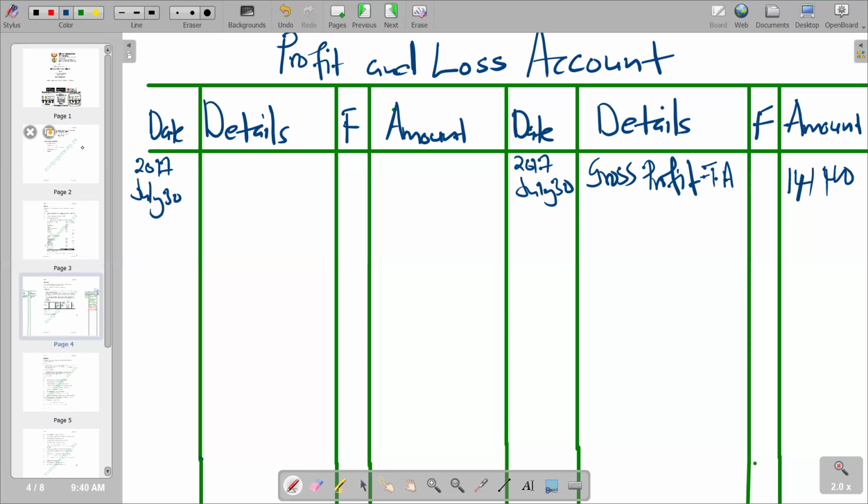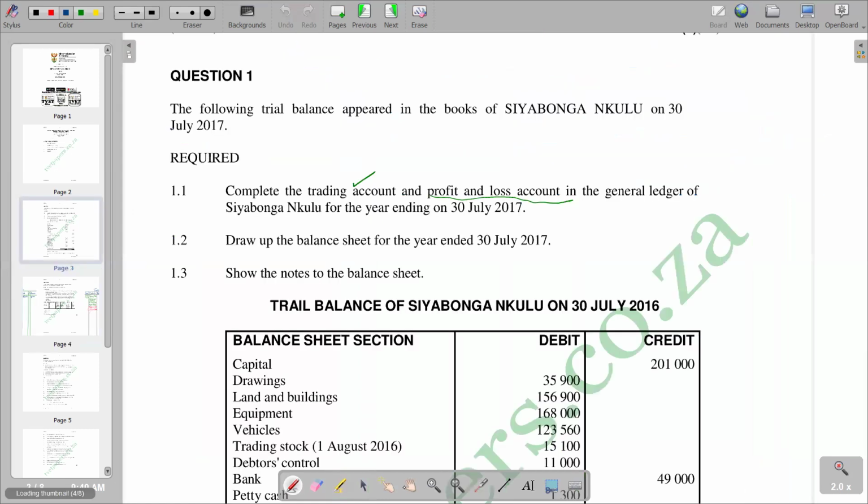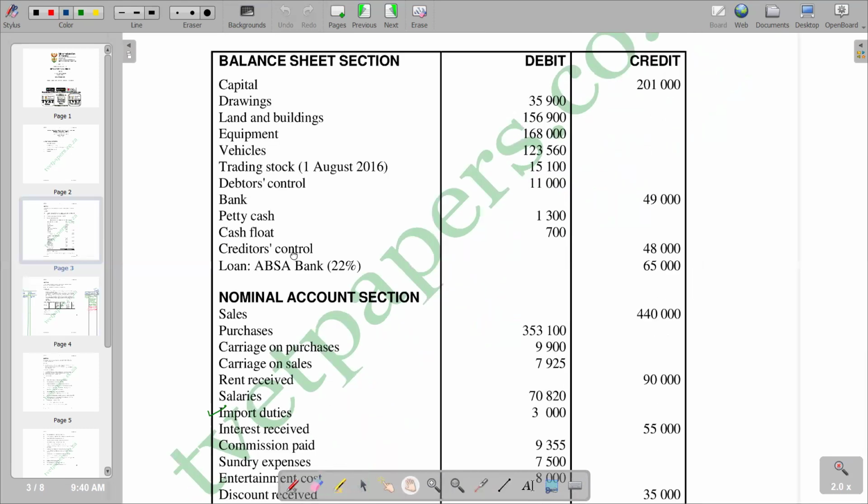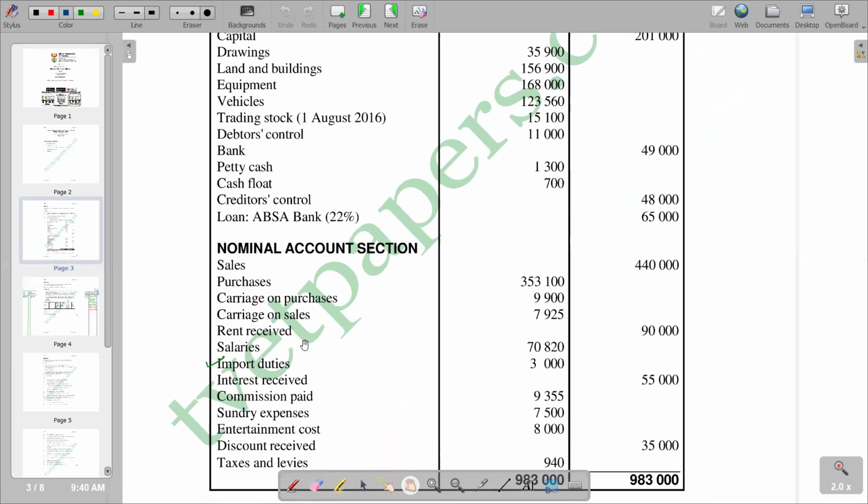So having that, we can now go and try to post the figures that we have in the question. I will go to our trial balance and try to see the figures that we are supposed to post to the profit and loss account. So we're just going to look for expenses and income. Remember, the expenses should go to the debit side of the profit and loss account, and the income should go to the credit side of the profit and loss account. So we can just try to identify the expenses and the income that we have.